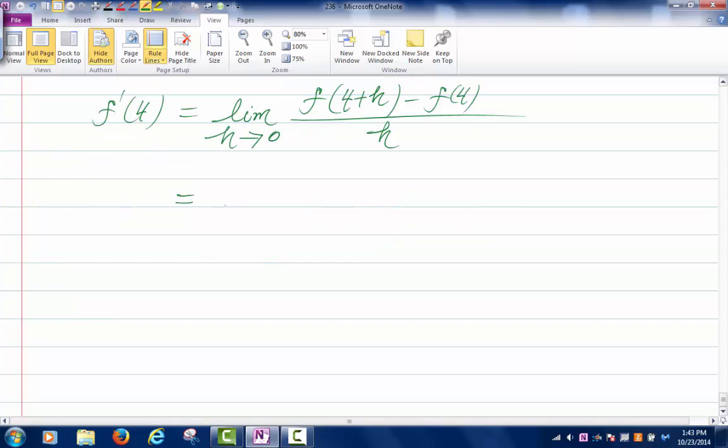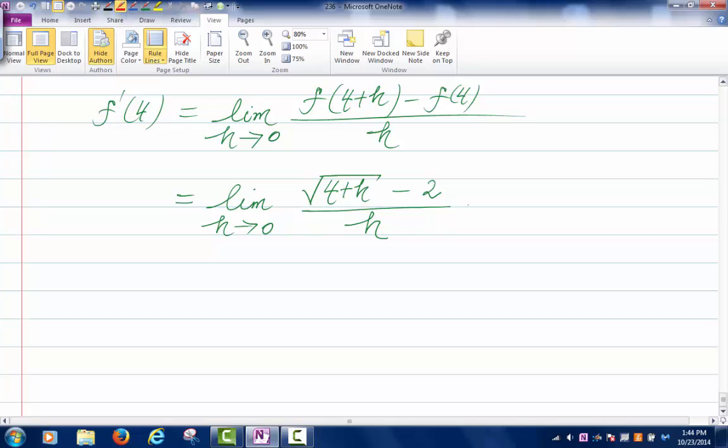And this is equal to the limit as h goes to 0. Now f of 4 plus h is root of 4 plus h, minus f of 4, because you're taking root of 4, right? So this would be what? 2, divided by h. So you have to find the limit of this fraction. And how would you find the limit?